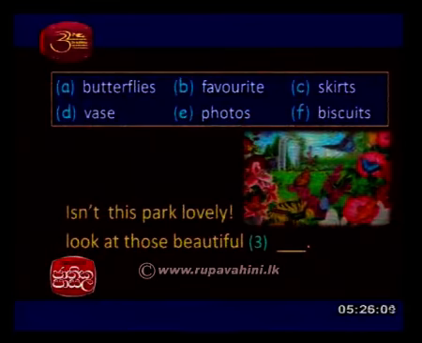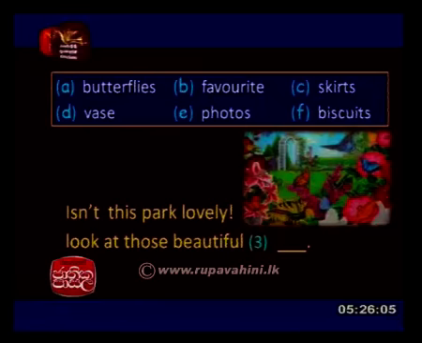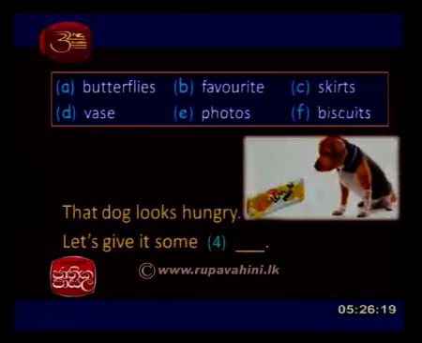Isn't this park lovely? Look at all these beautiful blank. What is the correct answer? Butterflies. Look at those beautiful butterflies. The clues are there. There are some butterflies. So the letter is A. Next one. The dog looks hungry. Let's give it some blank. He is looking at something. So you have to give him some biscuits. What's the letter? F. You have to write F there.